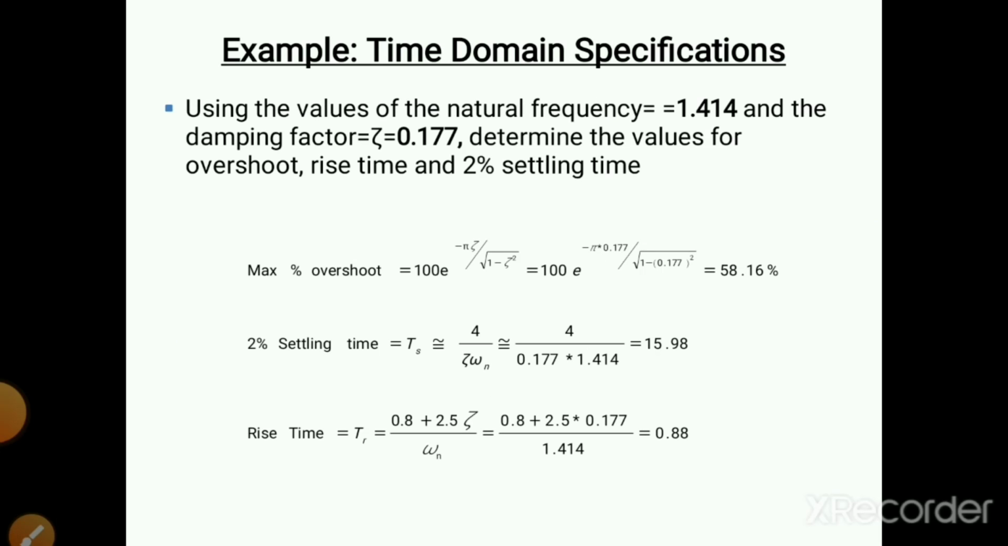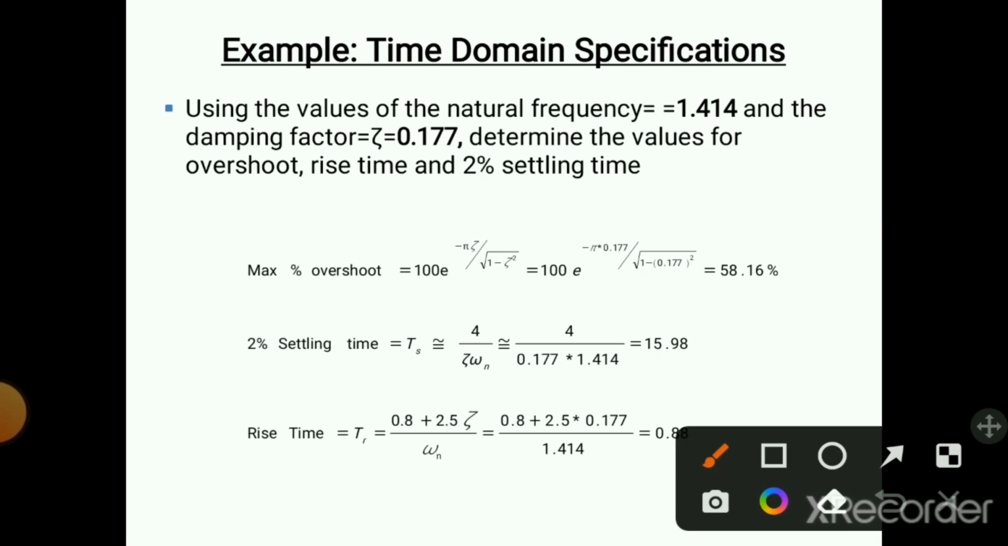Now here one example is shown. Suppose natural frequency is 1.414 and the damping factor is 0.177. Then we have to determine the value for overshoot, rise time and settling time. The formulas we have already seen. For maximum overshoot, what is the formula? 100 into e raised to minus pi zeta divided by under root of 1 minus zeta square. So here zeta is 0.177. So that's why the answer is 58.16%.